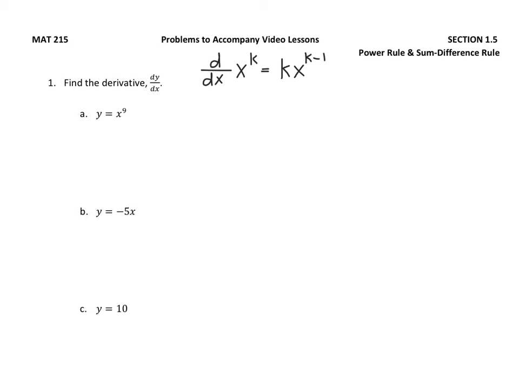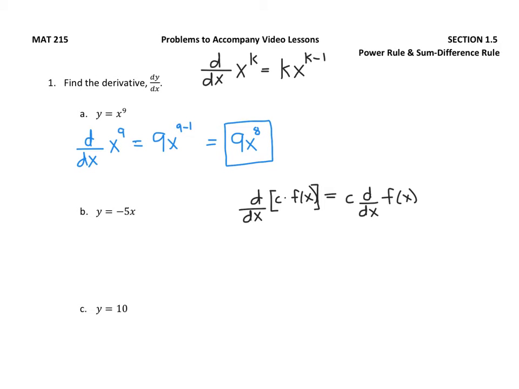So in this first problem here, we're asked to find the derivative of the power function x to the ninth. So we're taking dy dx of x to the ninth. So using our power rule, we find the derivative by bringing the exponent out in front and making it a coefficient. And then on the exponent, we're going to subtract 1 from the exponent. So our exponent becomes 9 minus 1. So now we can simplify this by writing 9x to the 8 exponent. And that is our derivative.